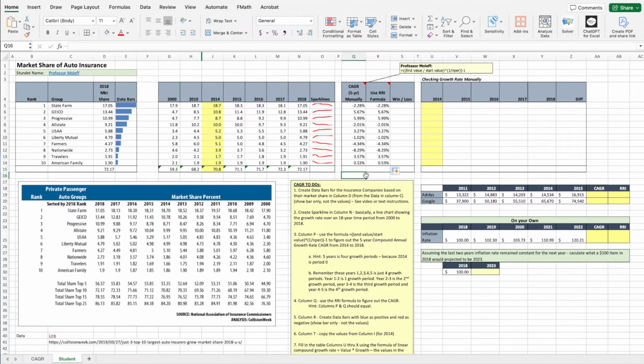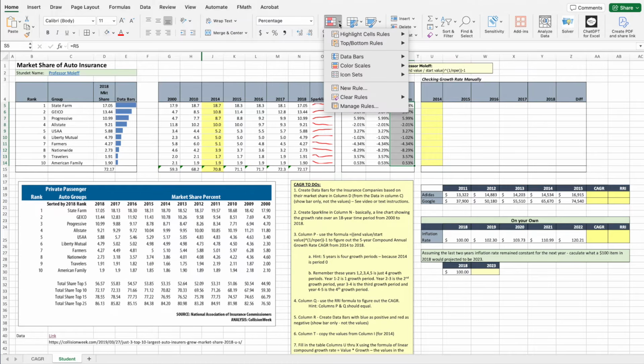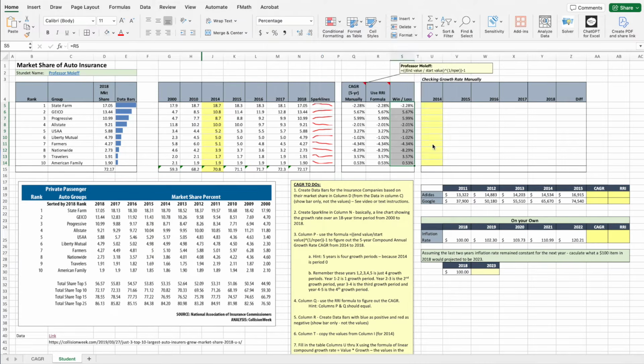Okay, now we're going to do a win-loss. We're going to see who won and who lost, and we're going to do this in a graphic function so we can see this visually. So we're just going to equals this, and I'll copy that down. And then while it's highlighted, I'm going to go to conditional formatting. I'm going to choose data bars. I'm going to choose more rules.